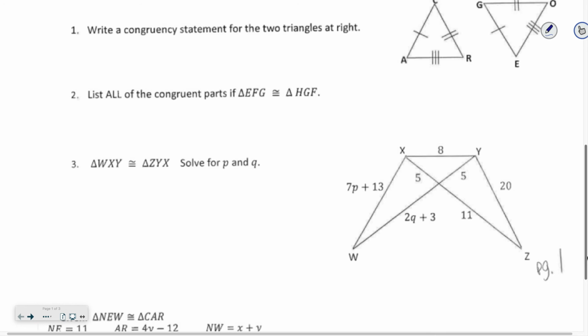So I had asked you to work number 3, and I said be careful because it's saying that WXY is congruent to ZYX. So 7P plus 13 equals what? 20. So P equals 1.